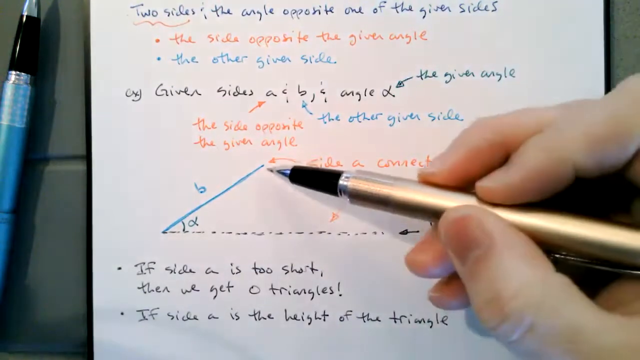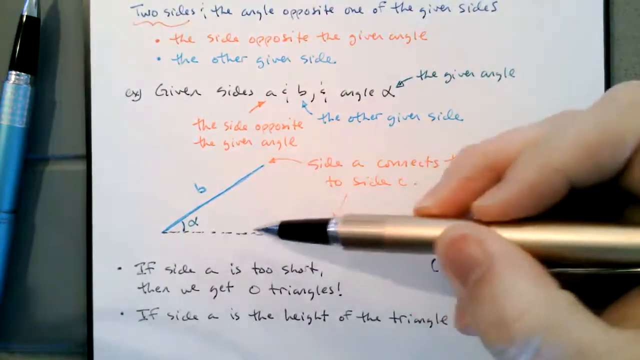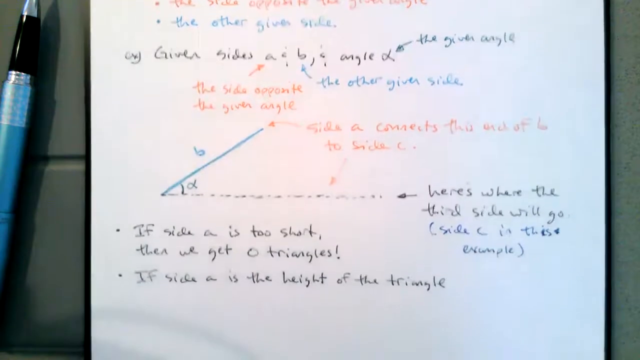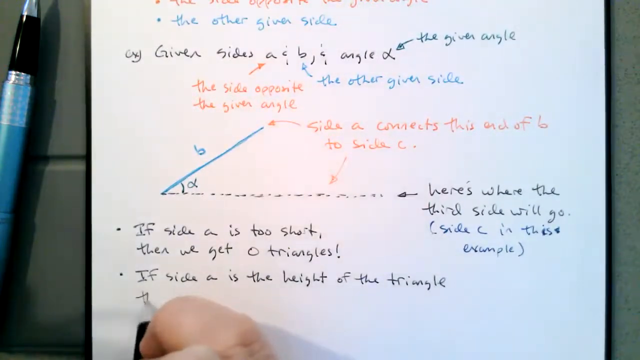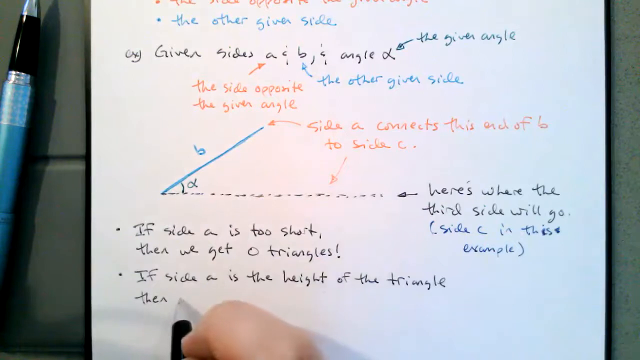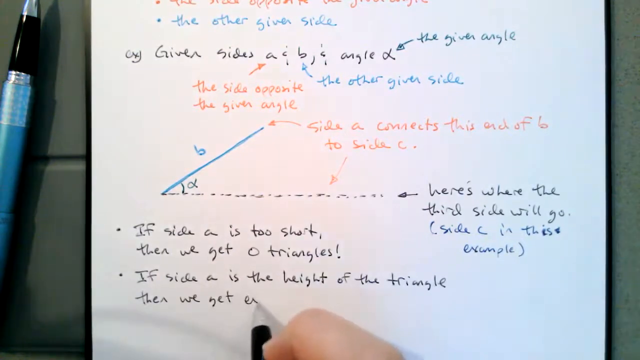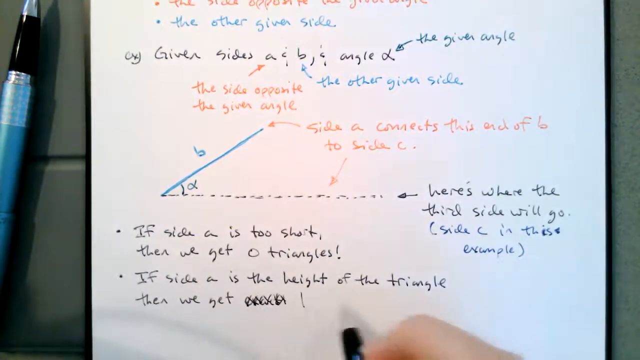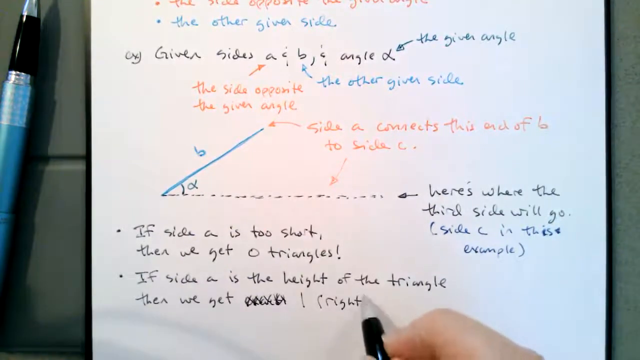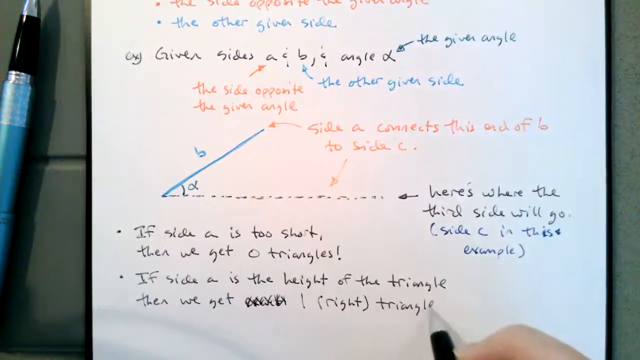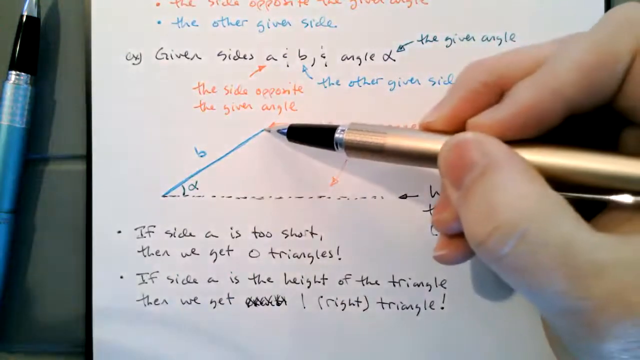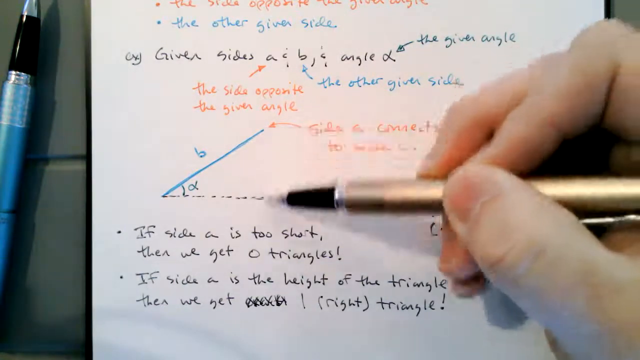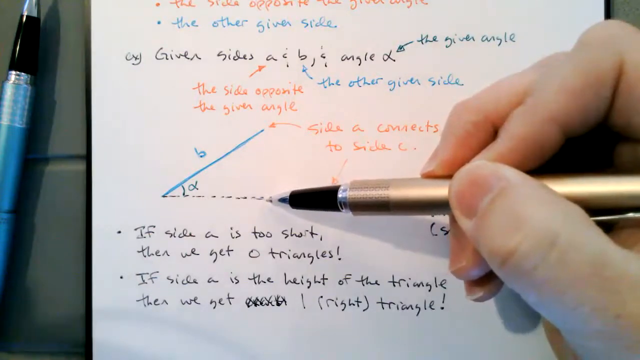And that means that side A will actually be the height of the triangle, and you can use C as a base. If side A is exactly the height of the triangle, then we get 1 triangle. We had a right triangle and we didn't know it. Then we get 1 right triangle. So if we draw A from this end of B straight down to C, perpendicular to the line where we're going to find C, then we'll have exactly 1 triangle.